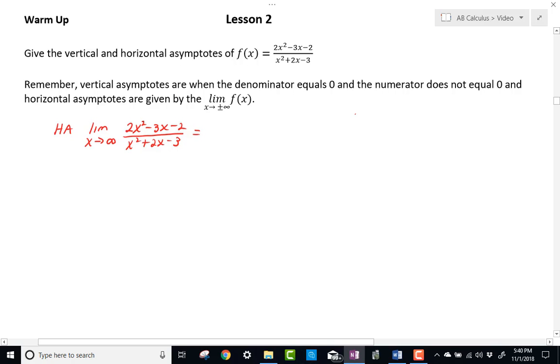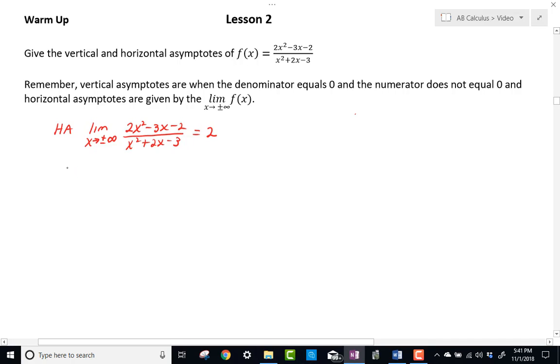If I plugged in infinity, I would get infinity over infinity. I could apply L'Hopital's rule. I would have to do that twice. And if I applied the rule twice, we would end up with a limit as x goes to infinity or negative infinity. So maybe I should have put both of them and said as x approaches positive or negative infinity. That's a rule we should know from Algebra 2 and Pre-Calculus, all right?